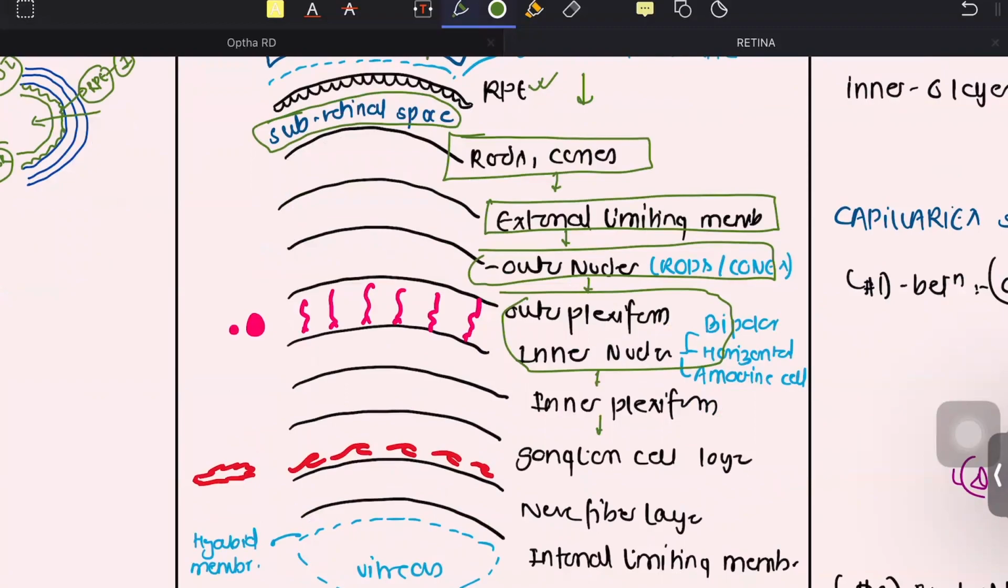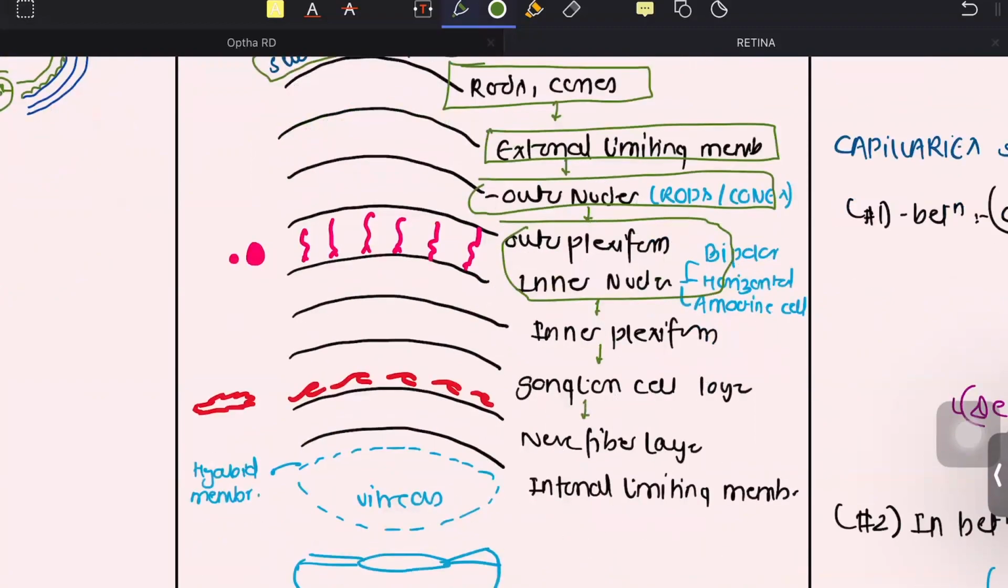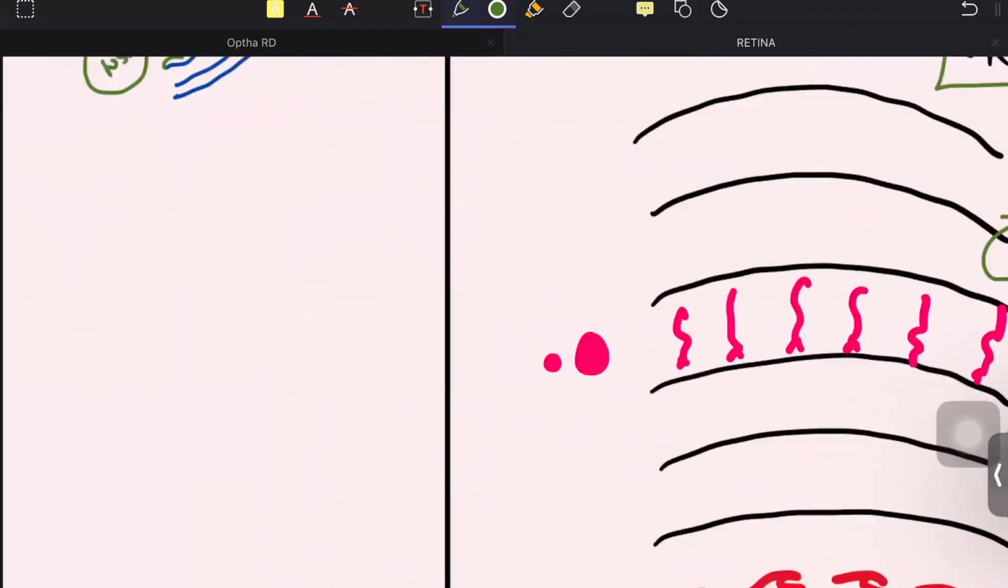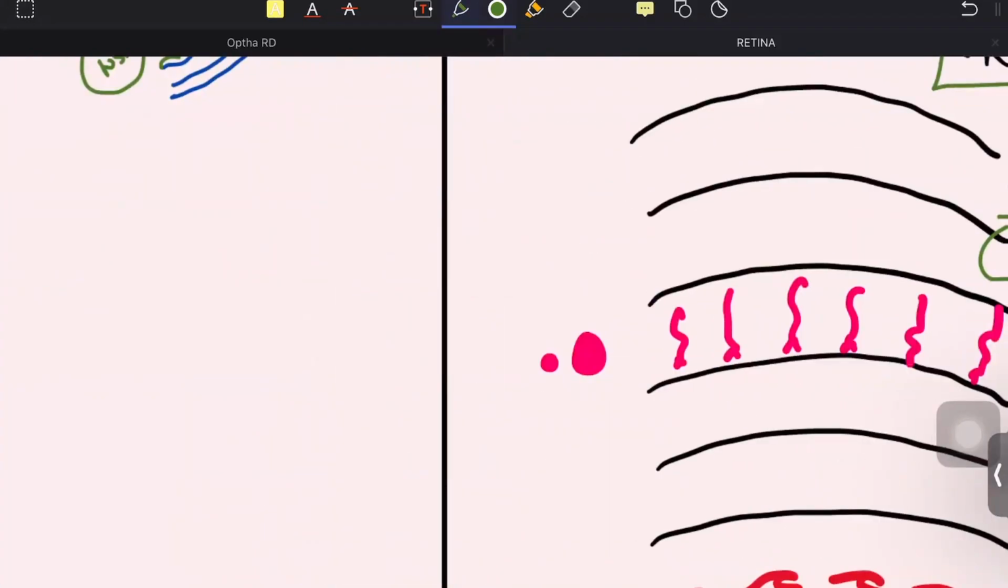Just inner to that, there is a ganglion cell layer. Inner to that is a nerve fiber layer, and just inner to that is an internal limiting membrane. So how do you remember this? Let me make a diagram about it.